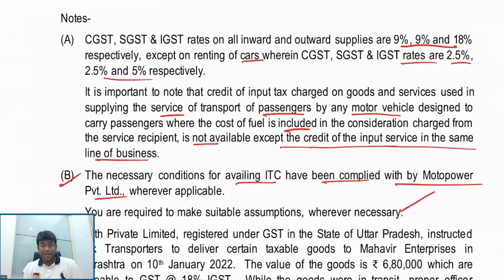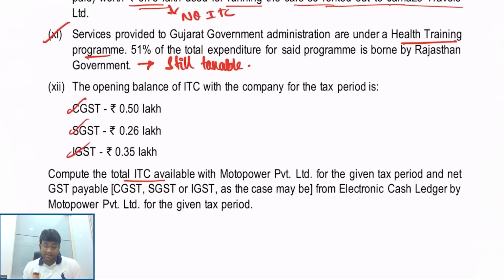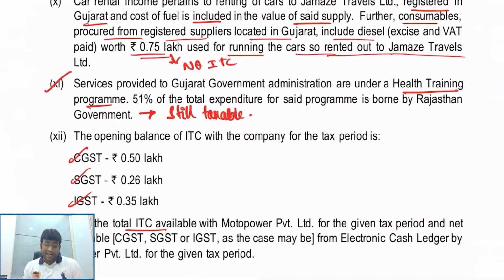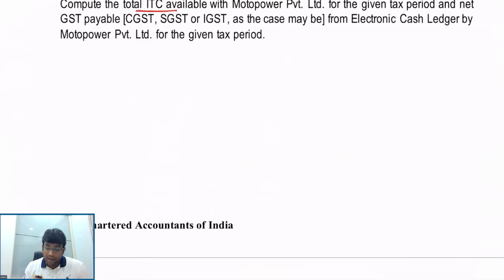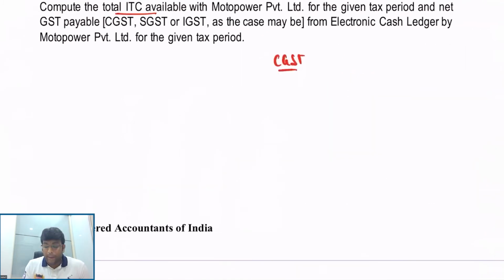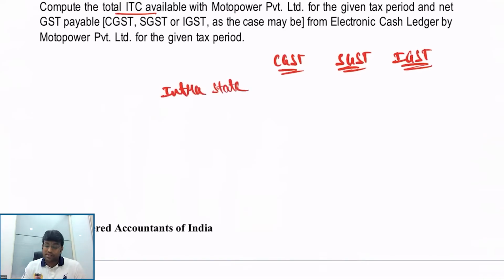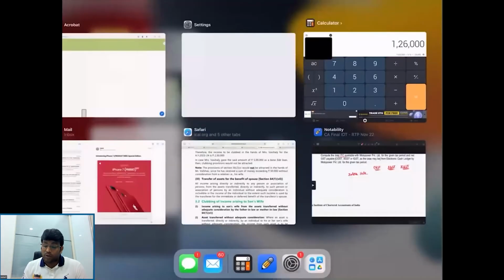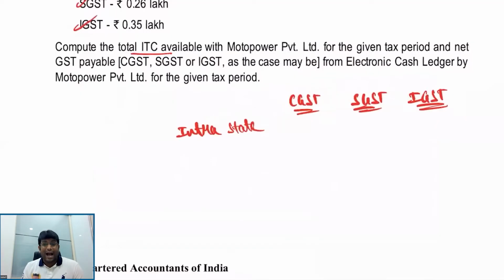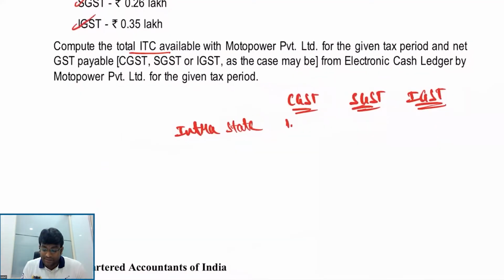Very, very good. What an interesting question, my dear friends. First, let us calculate what is output tax. Intra-state sales in Gujarat, 14 lakh rupees. CGST, SGST, IGST. Intra-state sale in Gujarat, how much is that? 14 lakh rupees. On 14 lakh, we have to charge what percent, my dear friends? 9% and 9%, which is coming to 1,26,000 and 1,26,000.